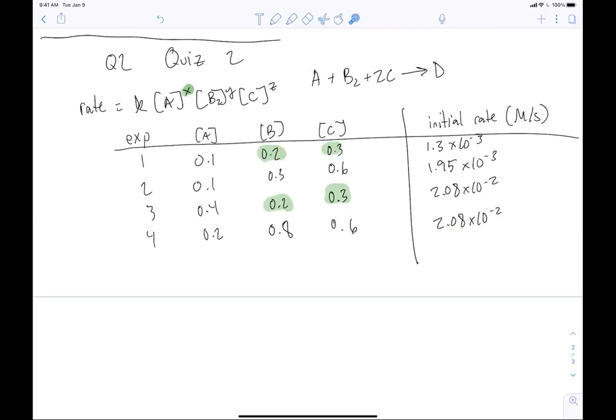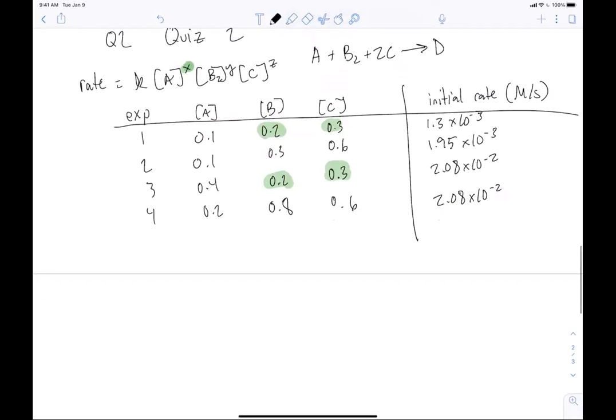Now that we've identified where B and C are constant, we can figure out what x is equal to. We can say, okay, we went from 0.1 to 0.4, and we can set that equal to the rate ratio for going from experiment one to experiment three. It's better to go the other way, so we want 0.4 over 0.1. I'm taking experiment three and putting it over experiment one.